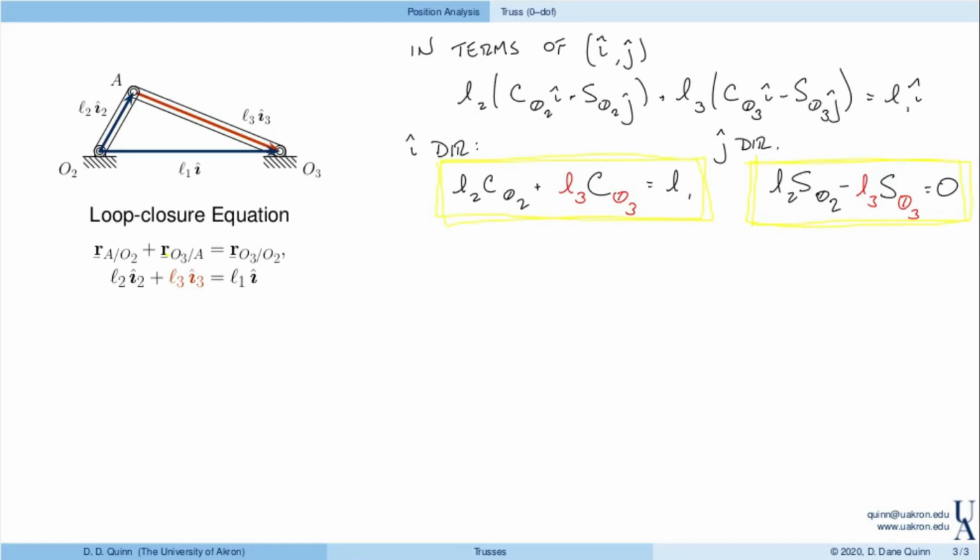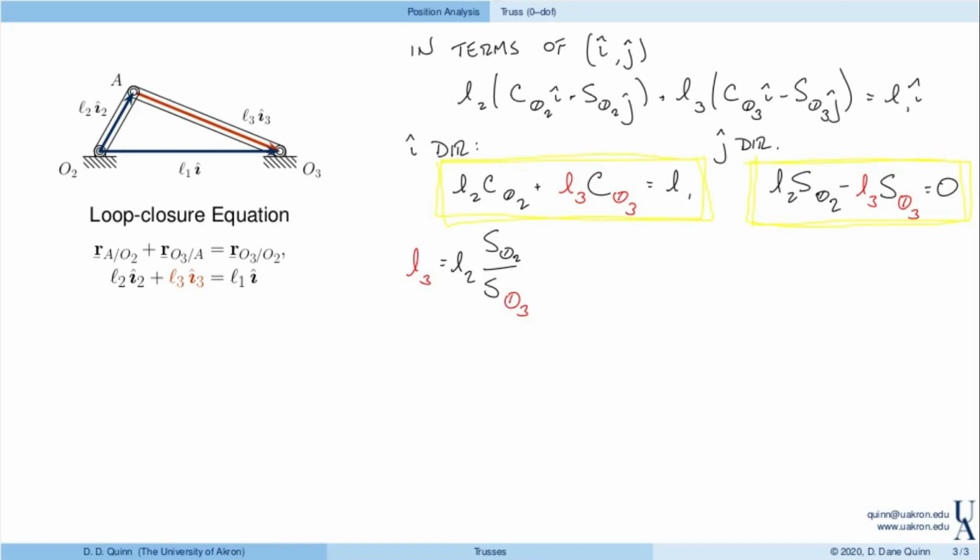I'll remind you that in general, vector equations have two components and give rise to two scalar equations. So we need to solve these. Well, okay, I have two simultaneous equations. I'm going to solve one of these for one of the unknowns and then substitute it into the other. So I'll take this component in the j direction and solve for L3. Here L3 is equal to L2 times sine of theta 2 divided by sine of theta 3.